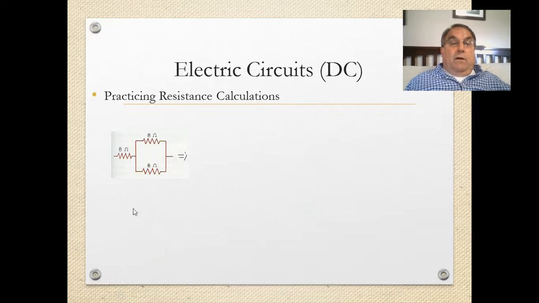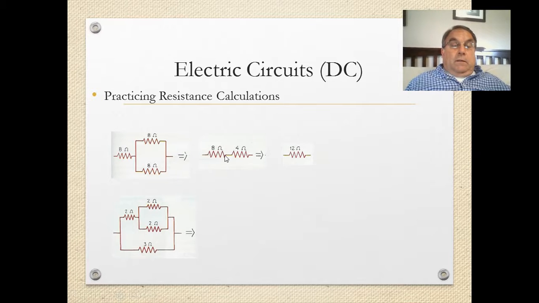Okay, now what if there are two parallel resistors in series with another one? Well, the order of operations is you have to figure out this first and then you add it to this. So 1 over R equals 1 over 8 plus 1 over 8. 1 over R equals 2 over 8. So R equals 8 over 2. So it was simplified down to 4 ohms. And then 8 plus 4 is 12.